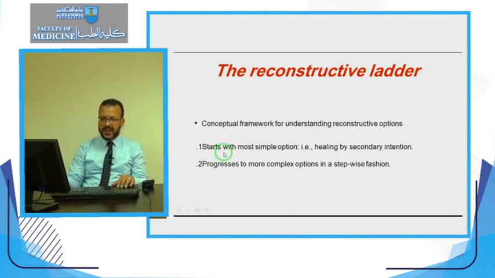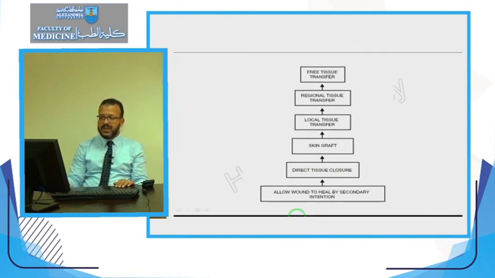We start thinking about the most simple option. If it is okay for the defect, we go on with this option. If it is not indicated for this defect, we go a step further in the reconstructive ladder with more complex options and so on. So this is the reconstructive ladder.